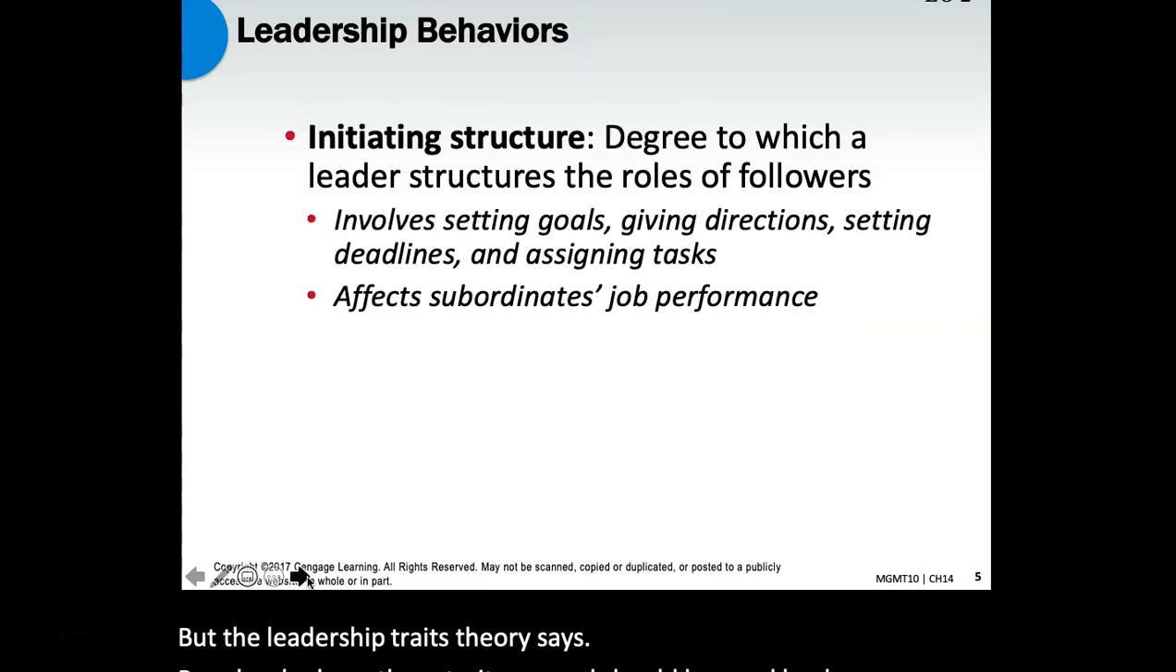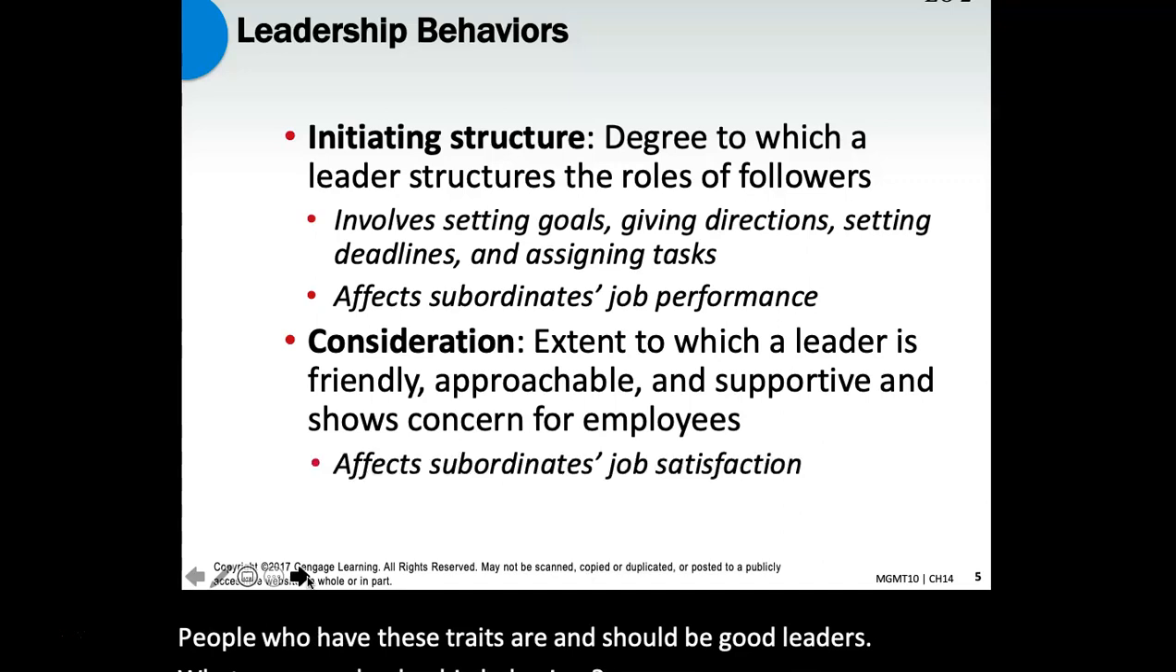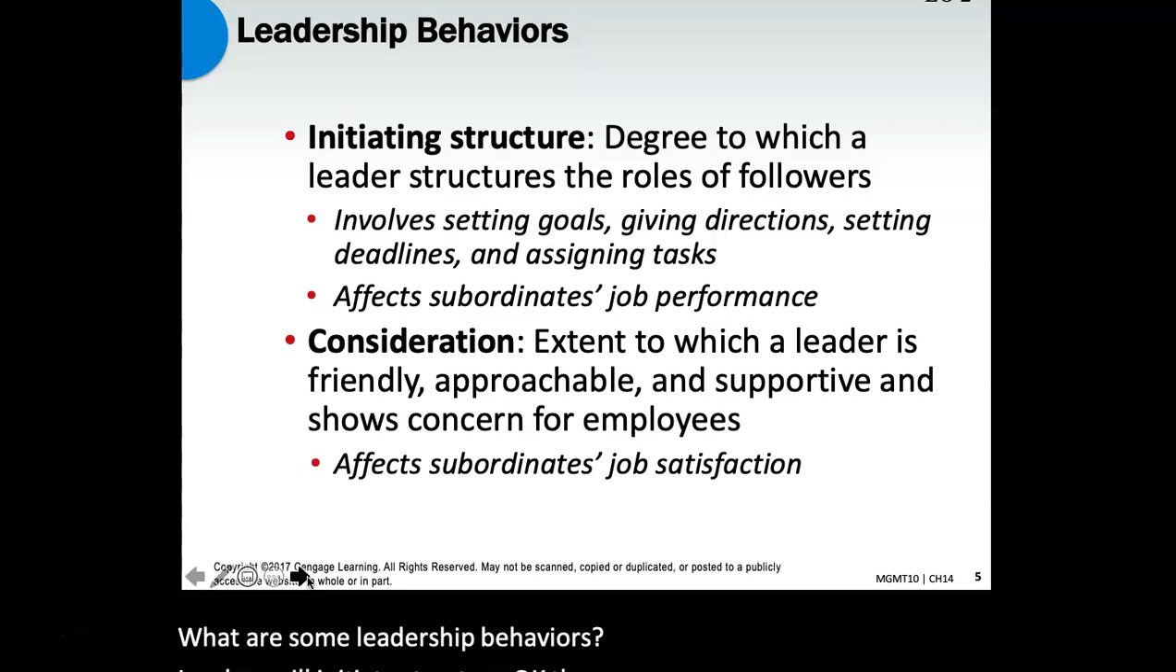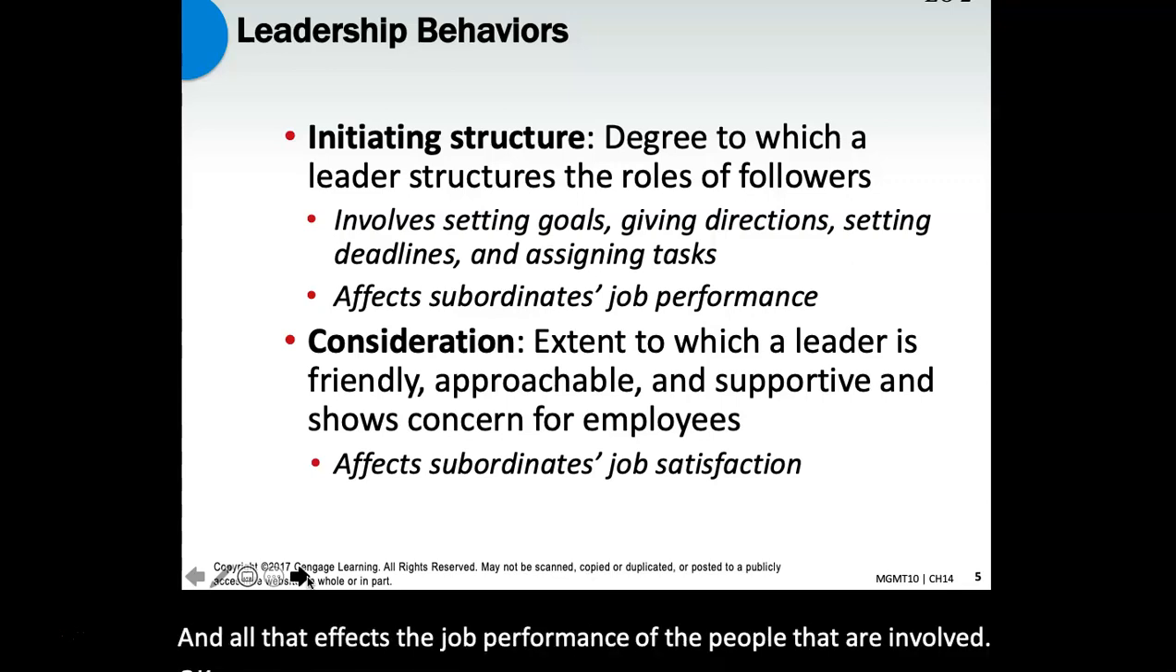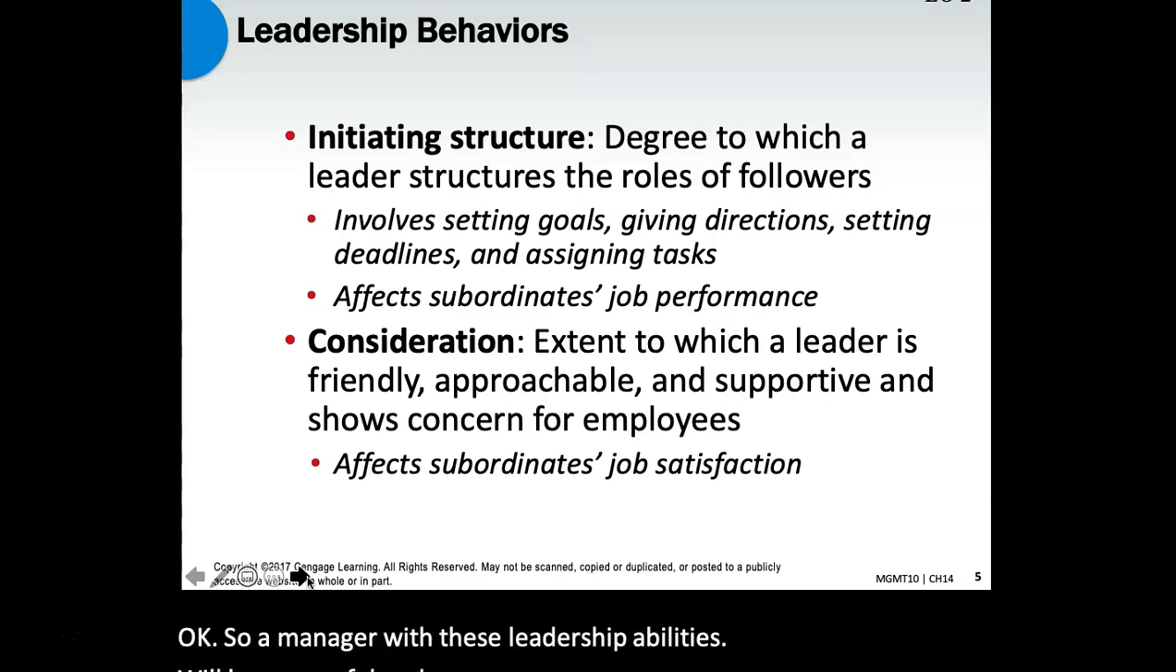So what are some leadership behaviors? Well, leaders will initiate structure. Okay, they will help set goals and give directions. They'll set deadlines. They'll assign tasks to people. And all of that affects the job performance of the people that are involved. Okay, so a manager with these leadership abilities will be successful, and the team will be successful.